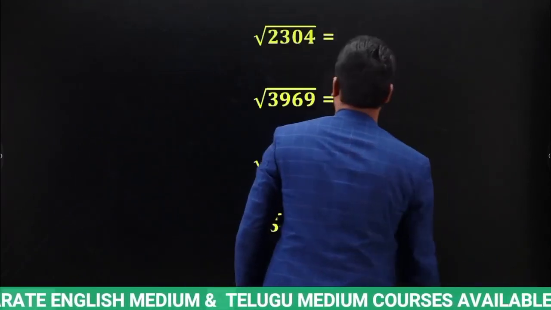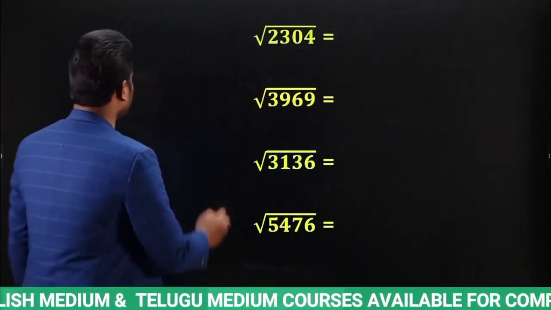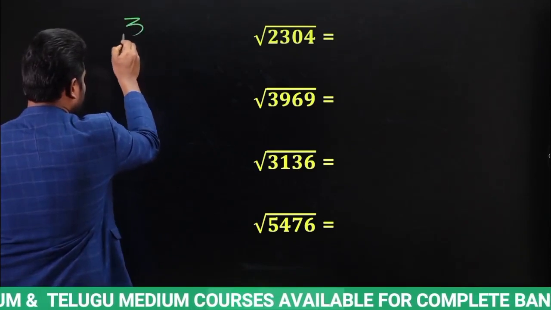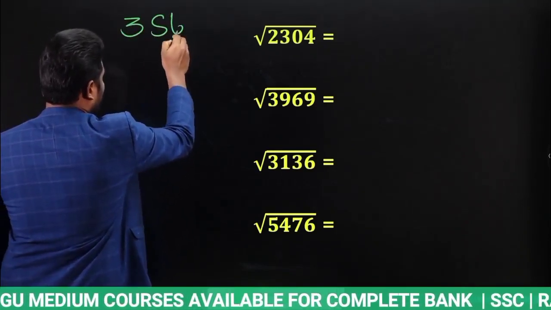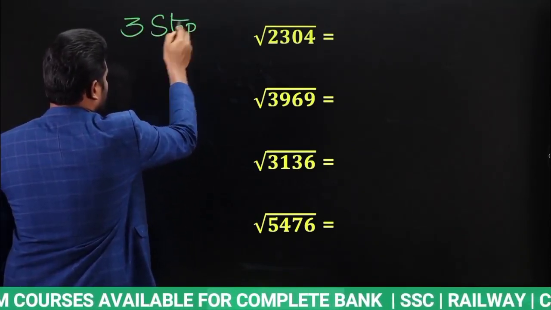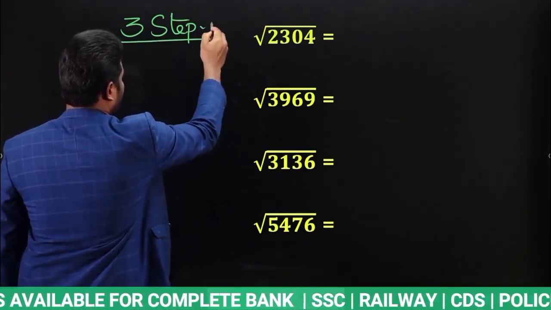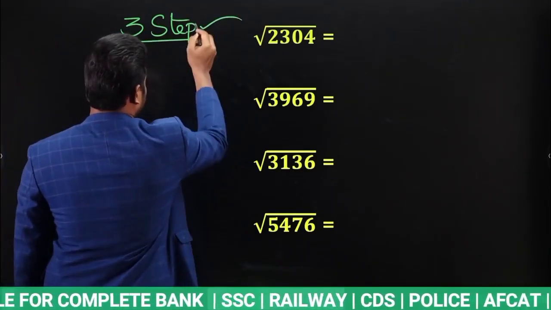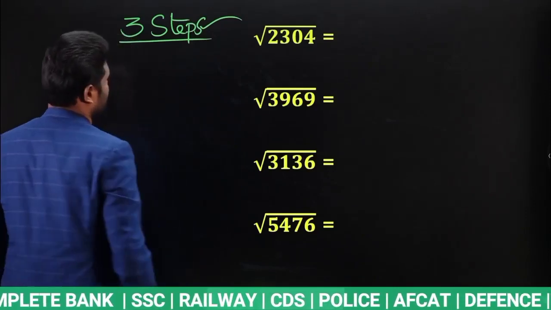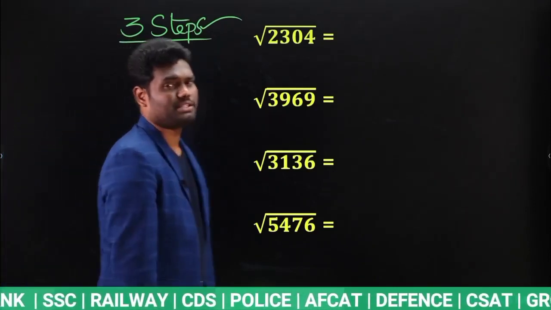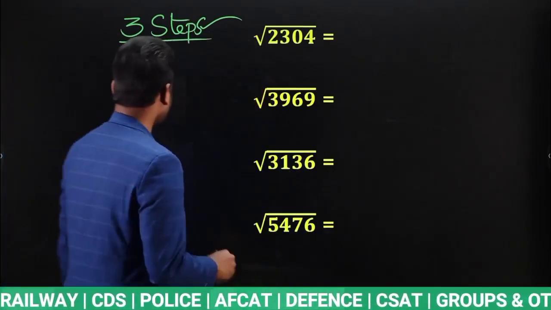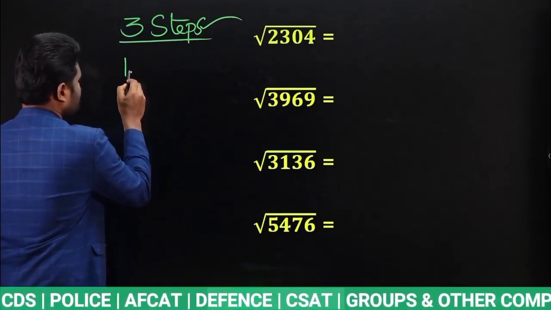Okay. Now look here. This is a simple 3 step procedure. Calculating the square root of a perfect square number is just 3 steps. Simple steps. You need to follow 3 simple steps and you can get the answer. Okay. Look here. First step.